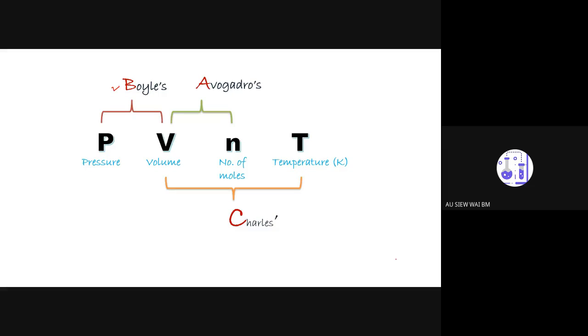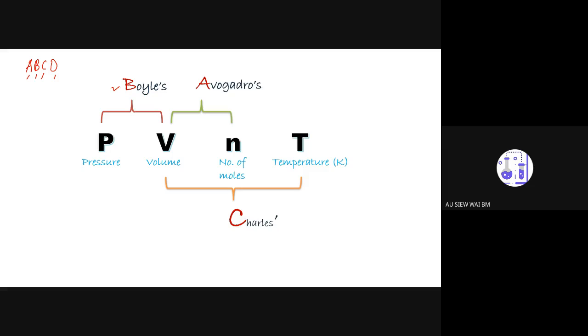Class, am I too fast? No, no, okay. Actually, the gas laws are not difficult. The gas laws are only A, B, C, D. If you still remember, A is Avogadro's law, Boyle's law, Charles' law and Dalton's law. So there are 4 gas laws.